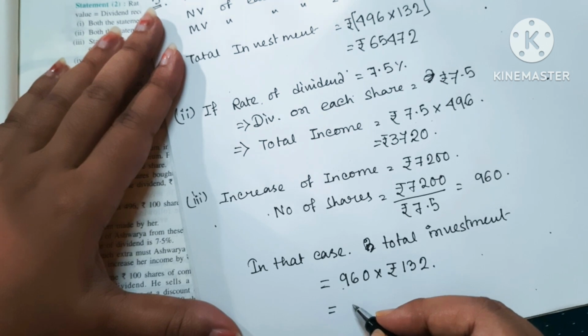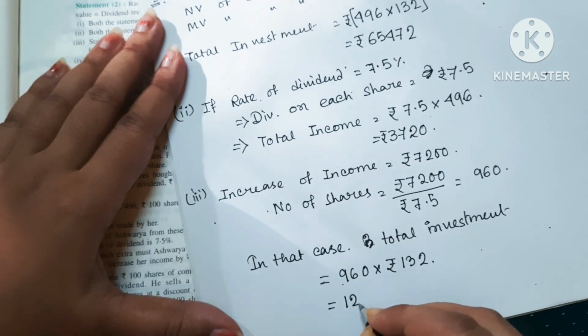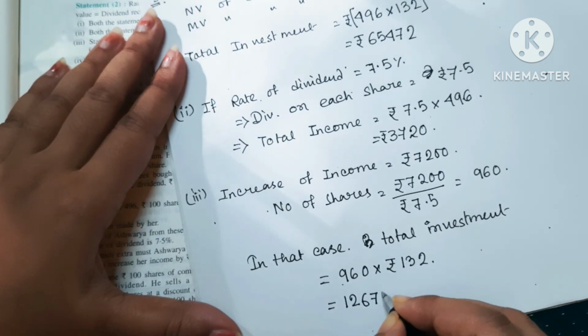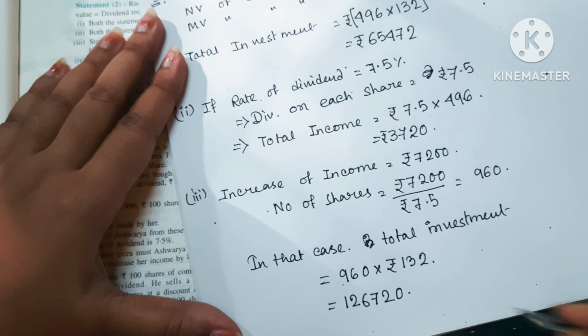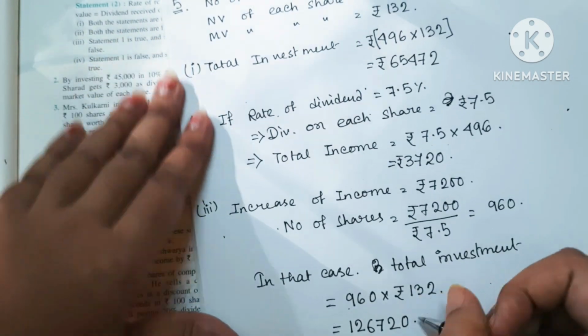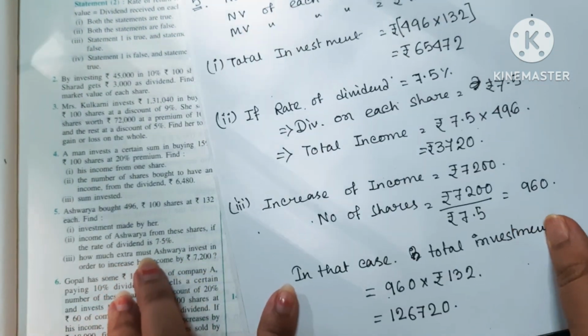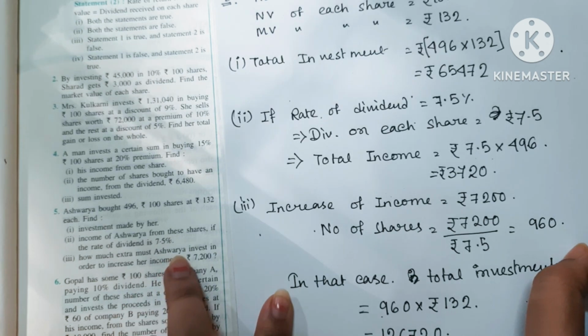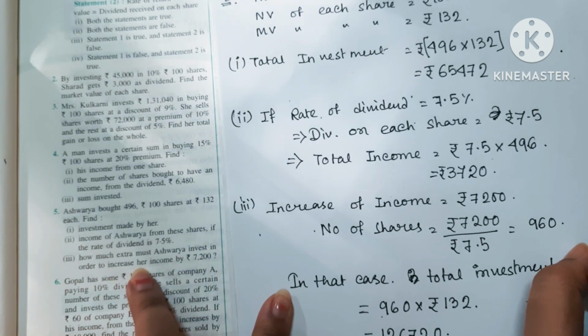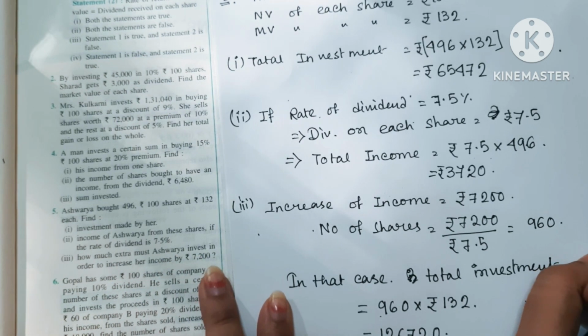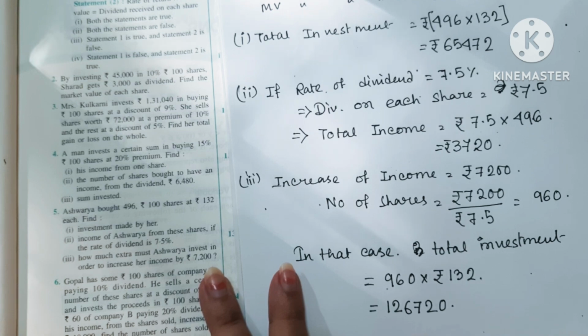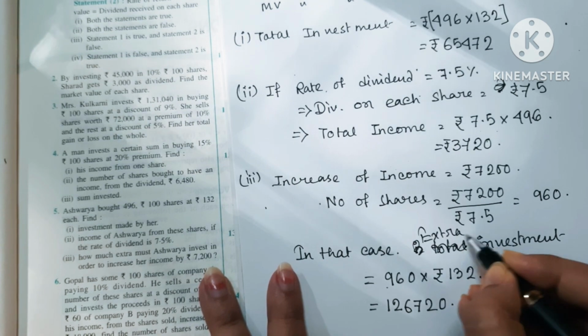So if you multiply you will get 126,720. Okay, so this will be the answer. How much extra must Aishwarya invest in order to increase her income by this one? Okay, so this much will be extra investment.